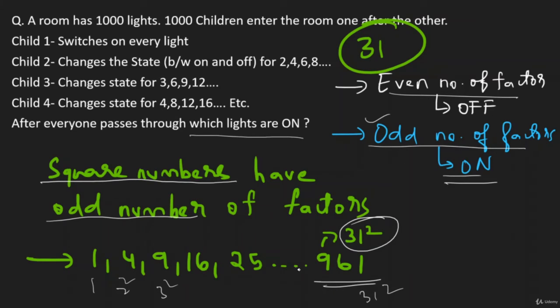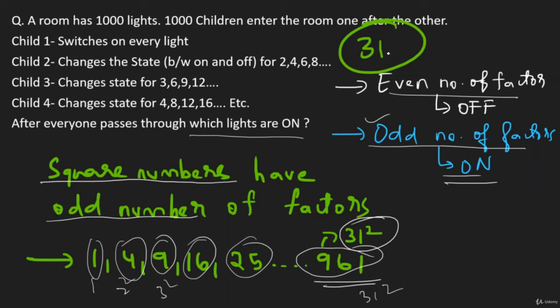Therefore which lights are on? These are the lights that will be on. Light number 1, light number 4, light number 9, light number 16, light number 25 etc. up to light number 961. These are the 31 lights that will remain on at the end of this process.